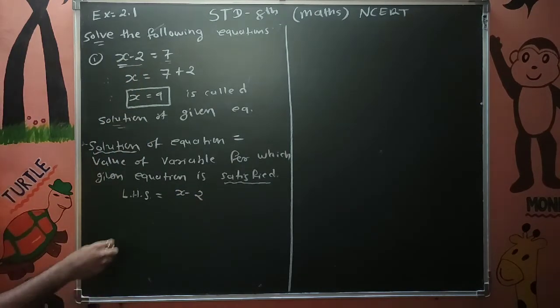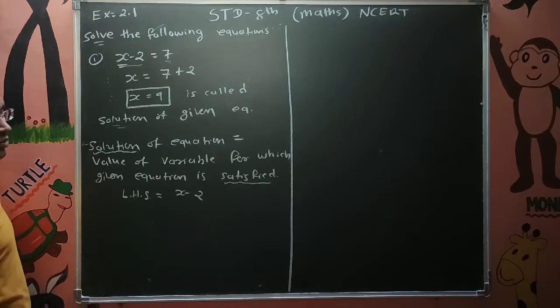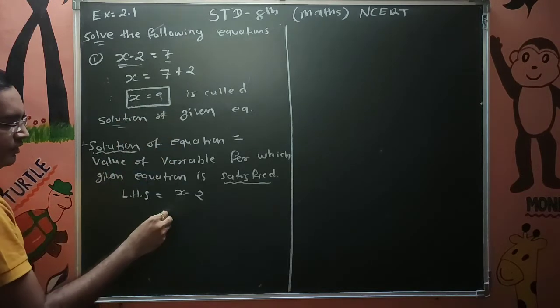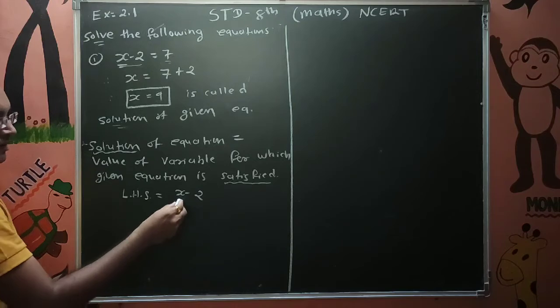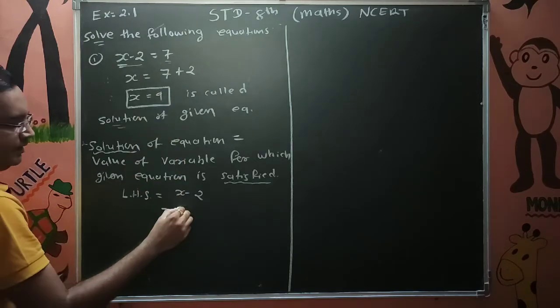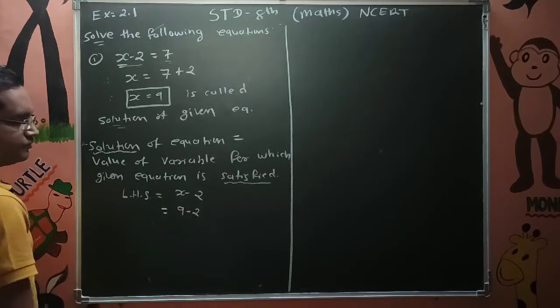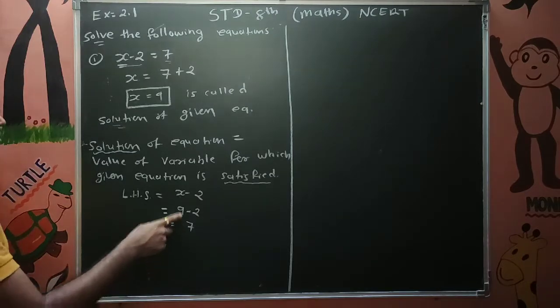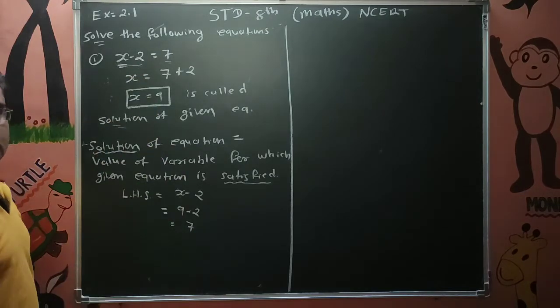Now here it is given that x equal to 9 is the solution of this given equation. For that, we have to put x equal to 9 in our left hand side. So replace the value of x with 9. So it's 9 minus 2. So 9 minus 2 equal to 7. Right? So on the left hand side, the value of the equation is 7.